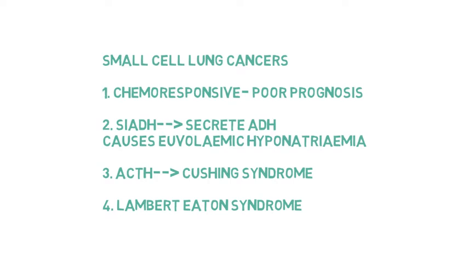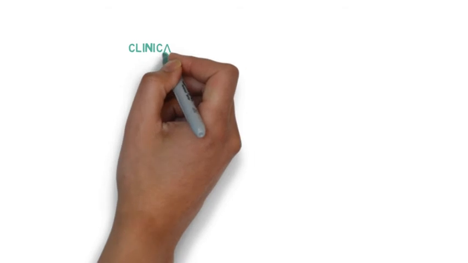Small cell lung cancer is also associated with the secretion of ACTH, which gives Cushing's disease, and rarely it can give Lambert-Eaton syndrome or disease. This can be caused by small cell lung cancer, as the antibodies the body produces against small cell lung cancer also target calcium voltage channels in the presynaptic area.